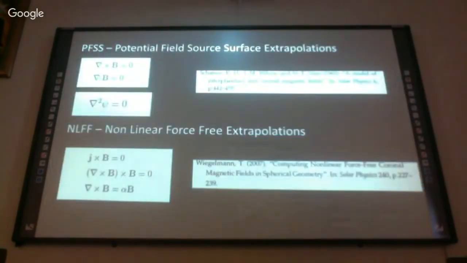There are several ways you can model the coronal magnetic field. One easy way is to take the magnetic structures on the photosphere, that is the surface of the sun, and extrapolate that to find out the magnetic structures in the corona. It's like, suppose you place two magnets. You know the field lines that will result from the magnets, right? So it's something like that. It's a potential field source surface extrapolation.